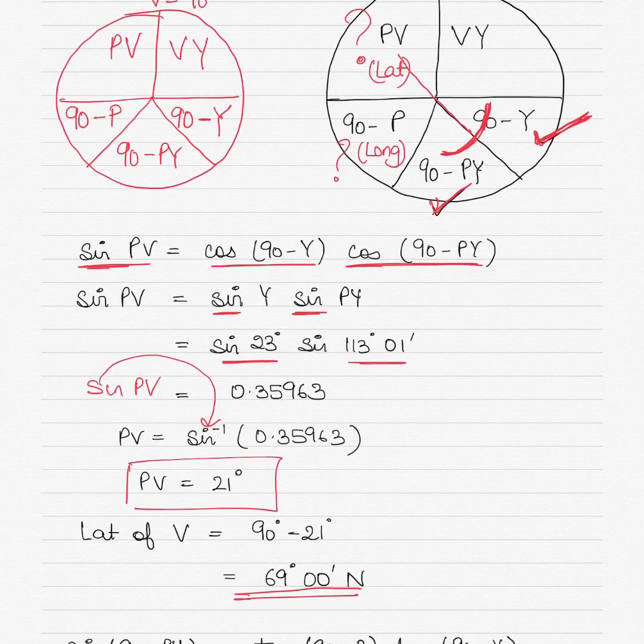Now if I want to find out the longitude, I have to find out P in this triangle, in the Napier's diagram.